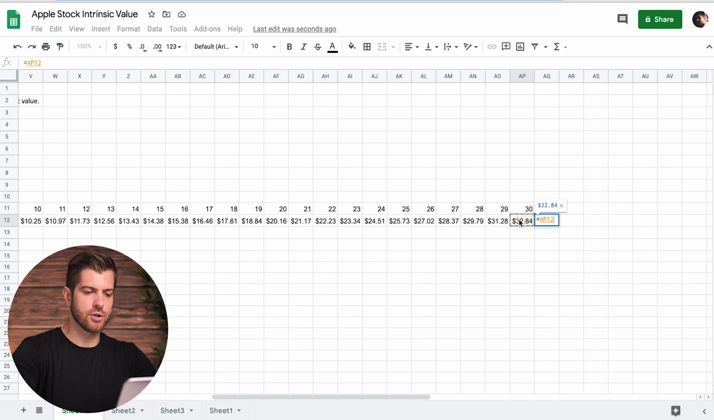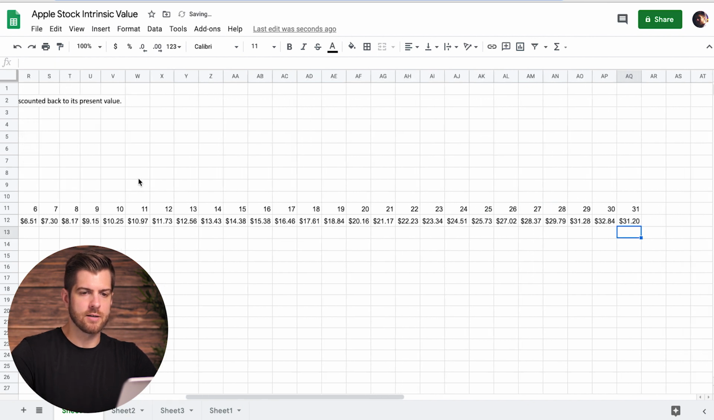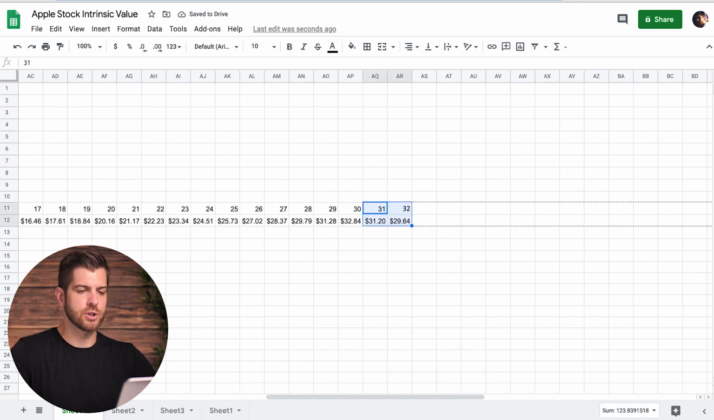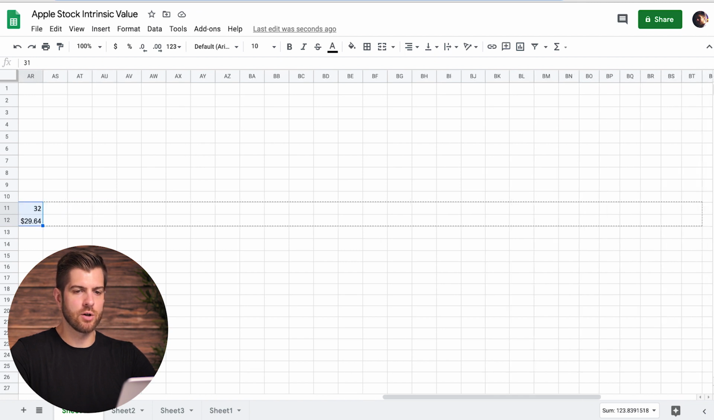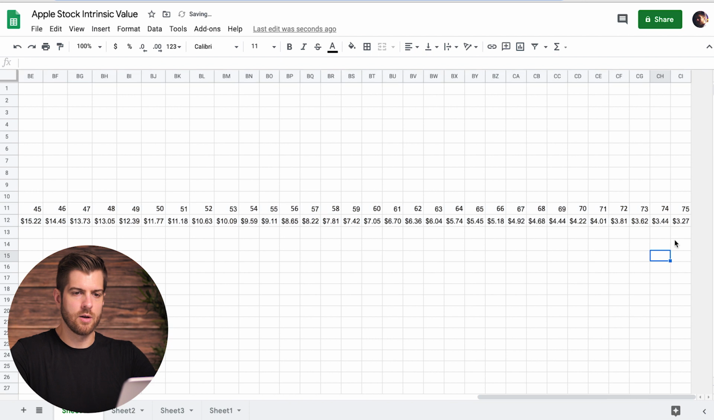We're going to take the previous year's earnings per share, and then we're going to add that, increasing it, or in this case, decreasing it by 5% per year. And again, I'm just going to lock in that field, and let's drag this out. So this is now decreasing earnings per share by 5% per year. And we're going to drag it all the way out to the 75th year. All right. So earnings per share decreasing by 5% per year in year 75, earnings per share becomes $3.27.